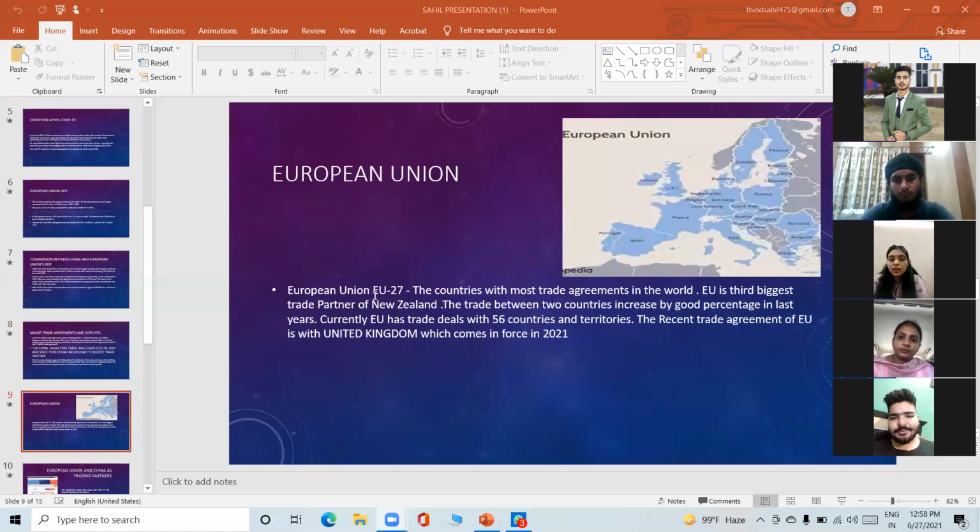The European Union, also called EU 27, is a collection of 27 different countries, and these countries have the most trade agreements in the whole world. The European Union is the third biggest partner of New Zealand, and the trade between these two countries keeps on increasing these days, and it increased by a good percent in the last few years. Currently, the EU has trade deals with 56 countries as well as territories. The recent trade agreement of the EU is with the United Kingdom, which came into force in 2021.